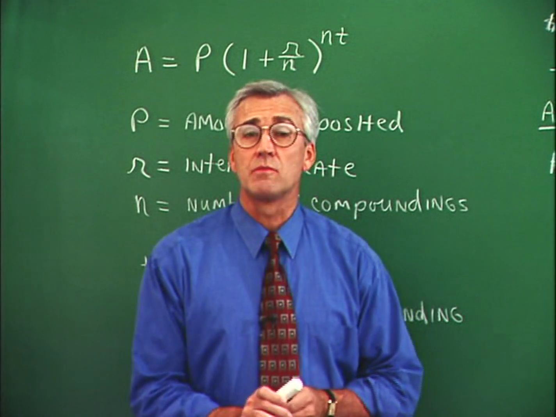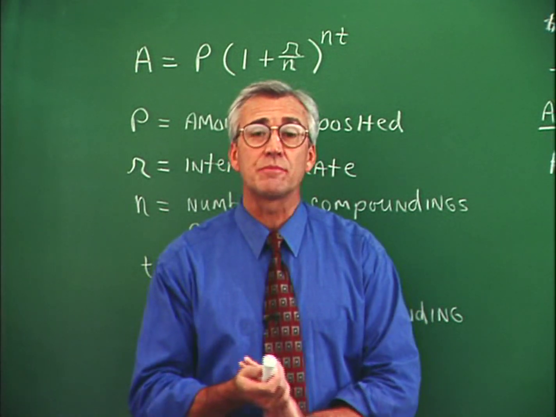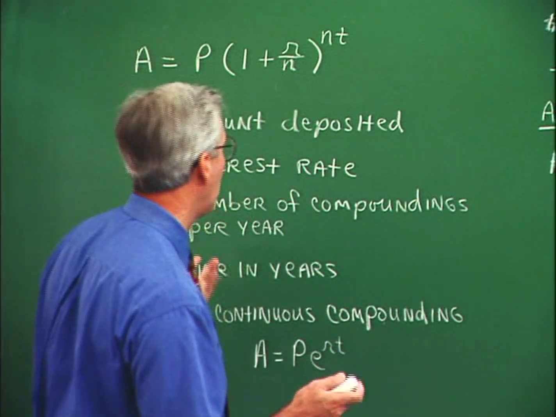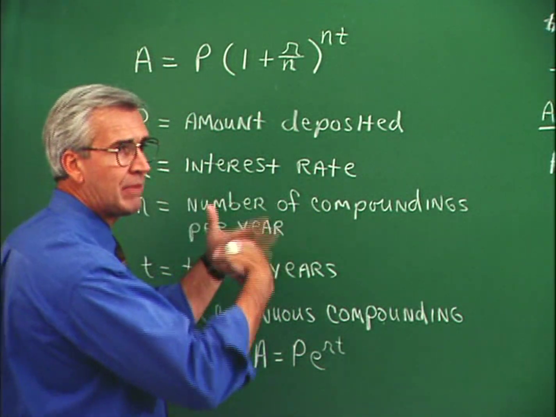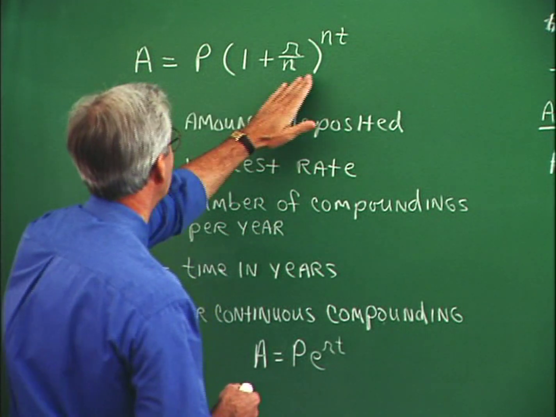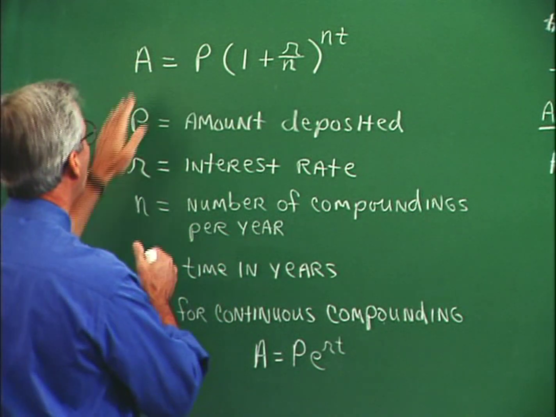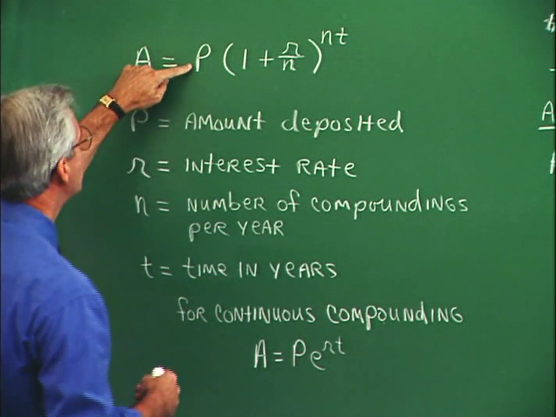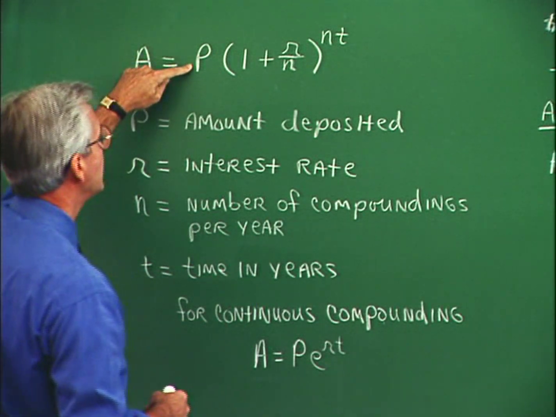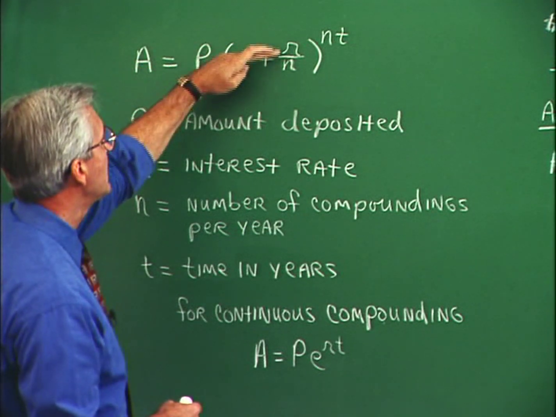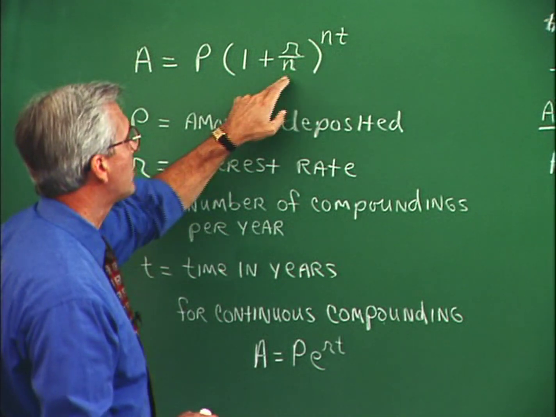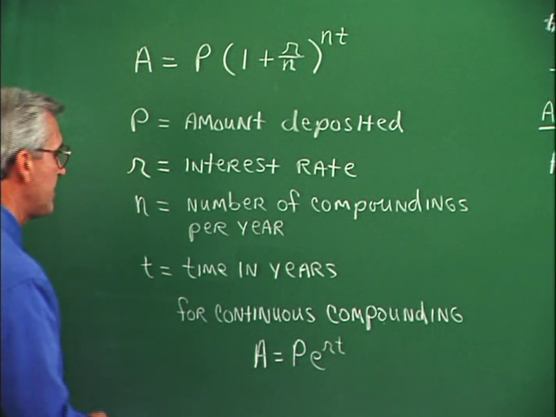Let's look at some problems now that are modeled using exponential equations. A classic kind of problem is the one involving compounding of interest. Here's the formula, and you perhaps have seen this before. A stands for the amount in the account after a certain period of time. P is the principal, or the amount deposited. R is the rate of interest. N is the number of compoundings per year. Notice that N appears in 2 places here, and T is the time in years.